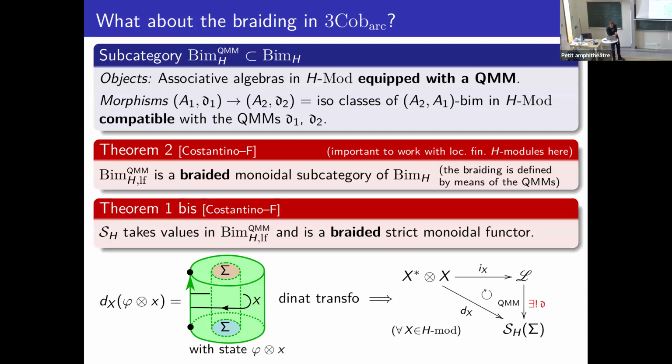Okay, and then the theorem that we have seen before can be improved. So now with this braiding that we have defined, thanks to the QMM, we have actually restricted the target category, because SH actually takes values in this subcategory equipped with QMM. SH was the stated skein functor, and it is a braided strict modular functor. So with this braiding, it is the braiding corresponding to topology. And here you have the picture defining the quantum moment map on stated skein algebras.